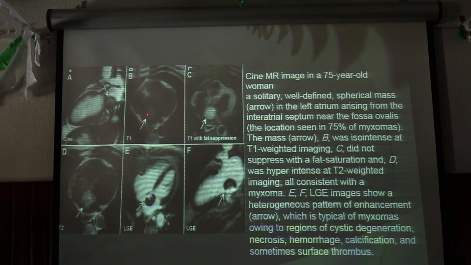T1 weighted images showed the mass was hypointense. On T2, the mass was hyperintense. On fat suppression, it was not suppressed. On gadolinium enhancement, there was heterogeneous enhancement of the mass due to necrosis, cystic degeneration, calcification, and thrombus, and these are typical findings of cardiac myxoma.